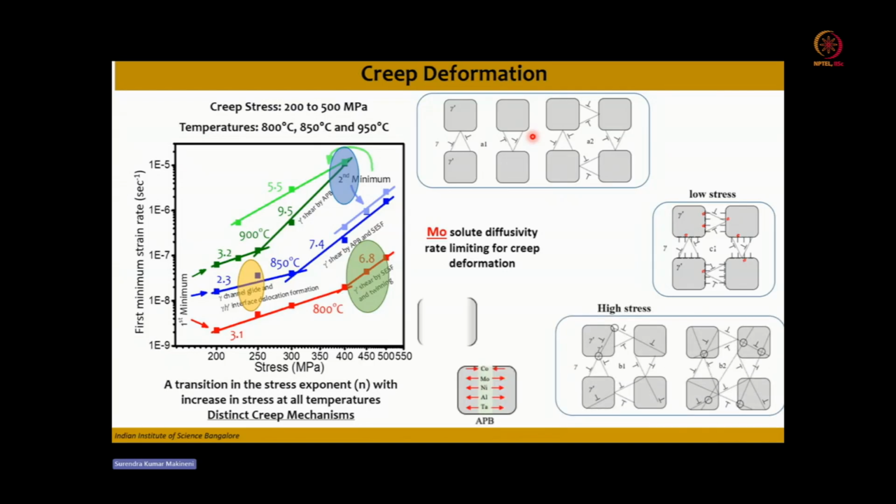And at high stress conditions, you can see the diffusion takes place along the, when the gamma prime is sheared by dislocations, they form antiphase boundaries and also stacking faults and twinning, and based on the atomic structure, usually the segregation and desegregation of moly happens along the fault planes.